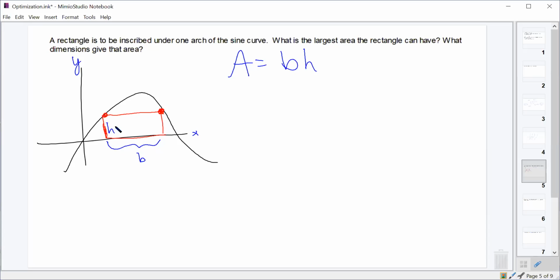Any ideas? The coordinates of where it touches the sine curve. Okay, what about those? What are they? Well, they give you like an x, y, and then an x, y, and the y is just that because it's on the x-axis. But you could do like x2 minus x1, and that gives you the base in terms of x.